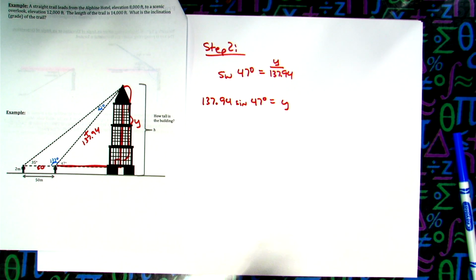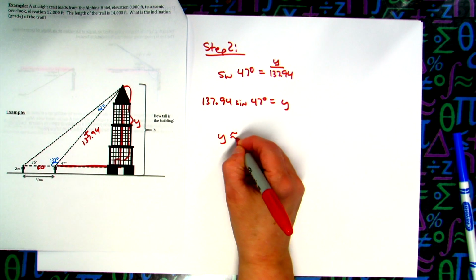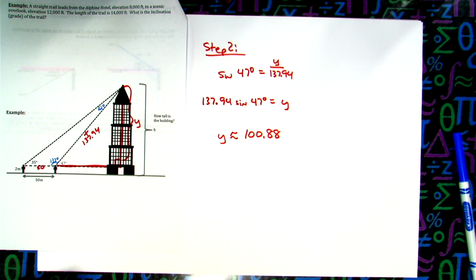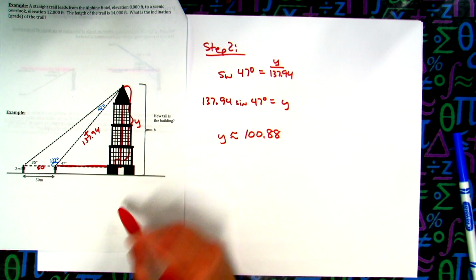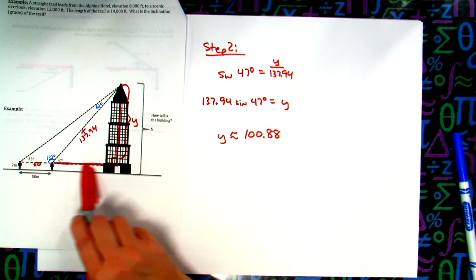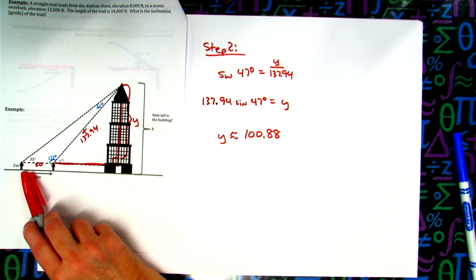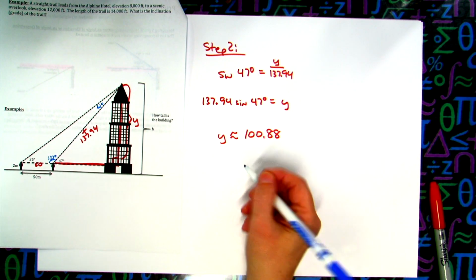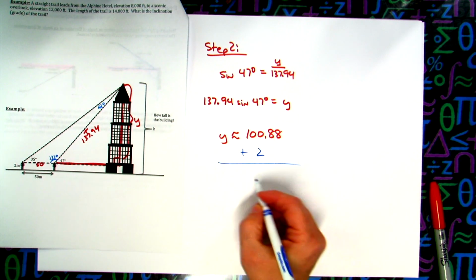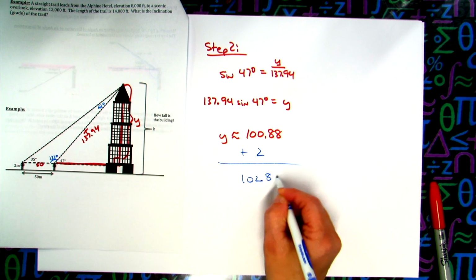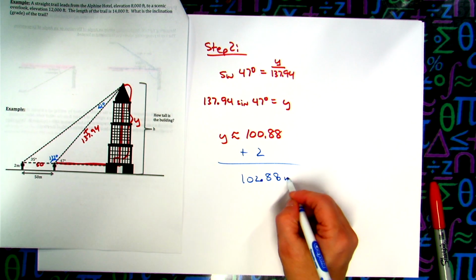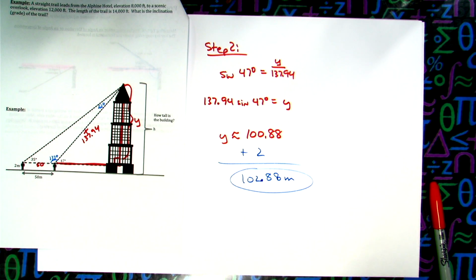Okay. So then I got roughly 100.88. Again, just rounding it roughly. And that's the distance from the top of the tower to that line of sight. And then since it said that the guy's about 2 meters, all I have to do is add 2 meters to that. So that's my step 3. Add the height of the guy. So it's 102.88, roughly. And is this meters? I think it's meters. So 102.88.